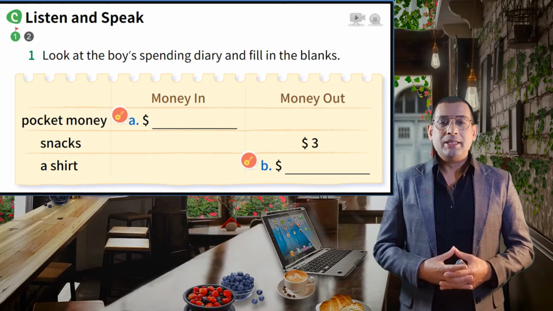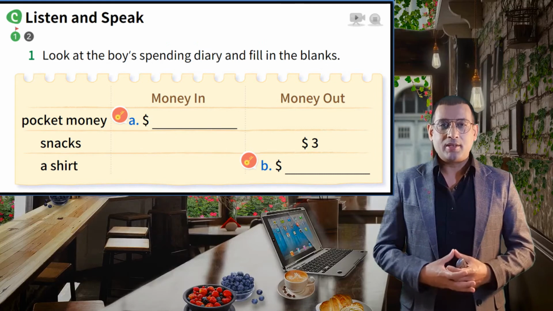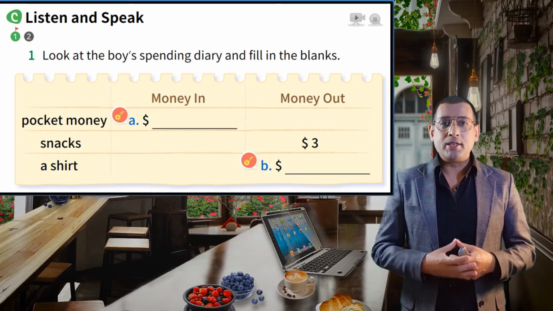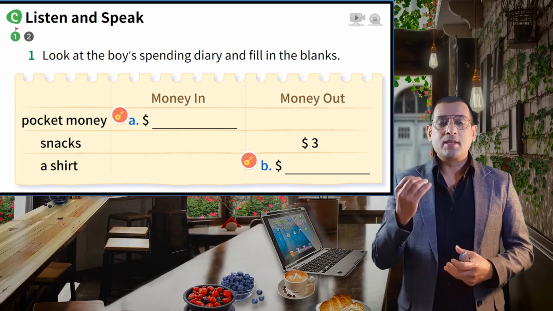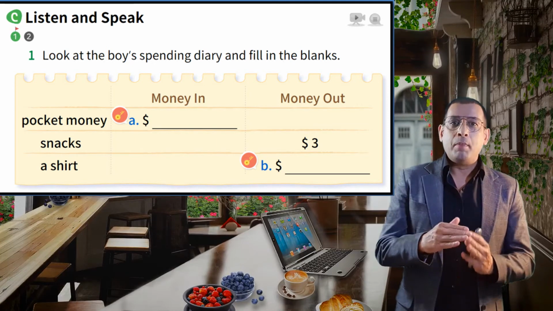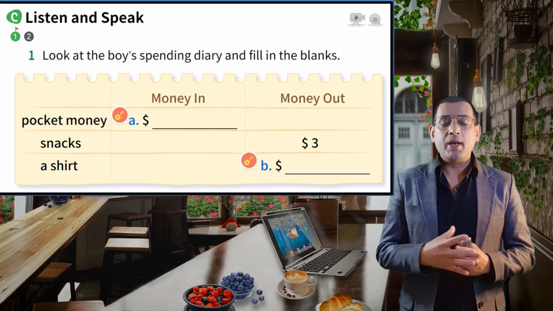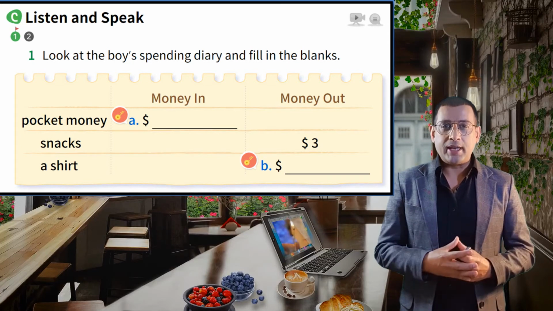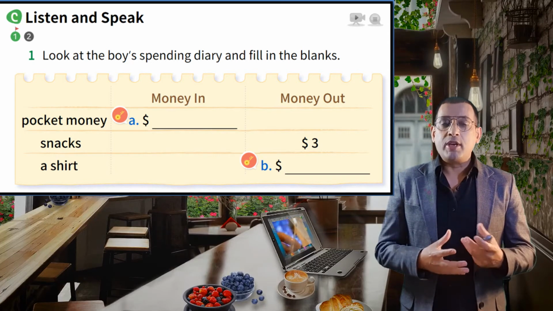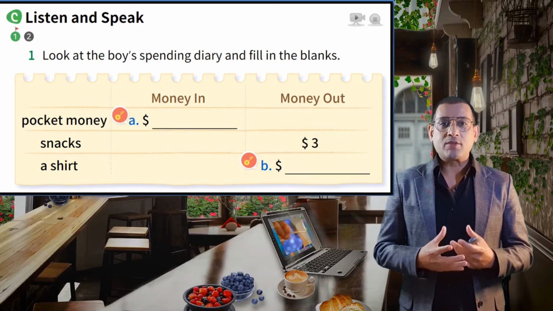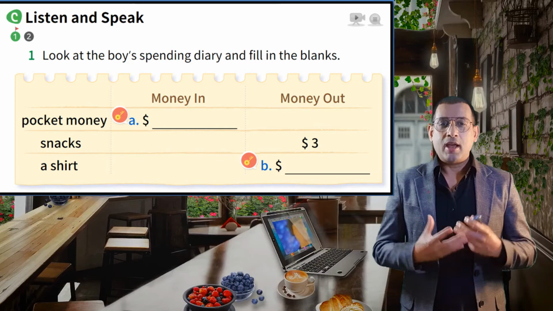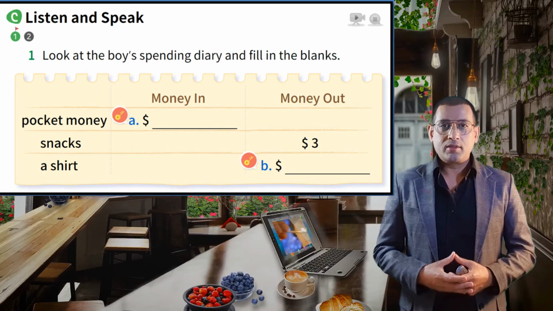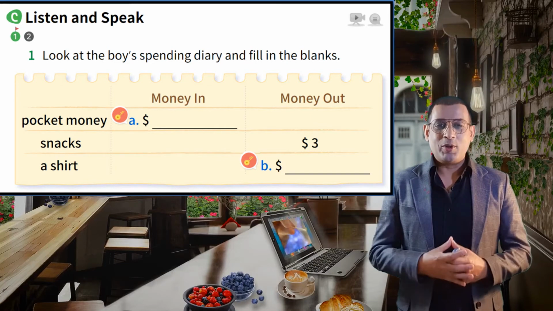Part C. Listen and speak. Look at the boy's spending diary and fill in the blanks. It says money in, money out. Pocket money, you have to find that. Snacks, $3. He bought snacks for $3. A shirt, we have to find after listening to the dialogues. Are you ready? Let's do it.